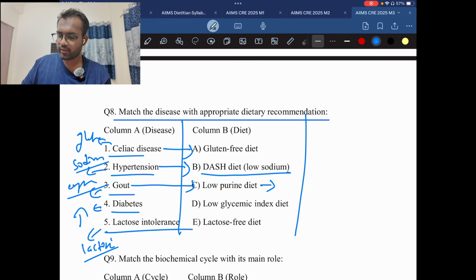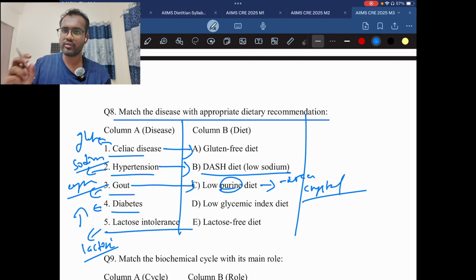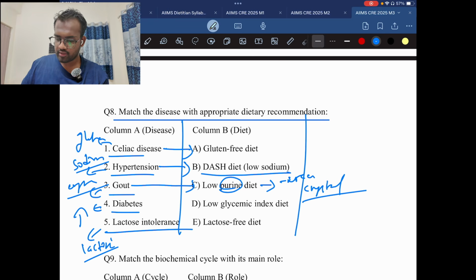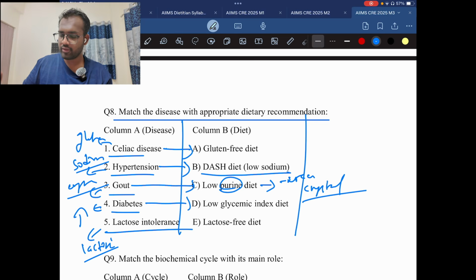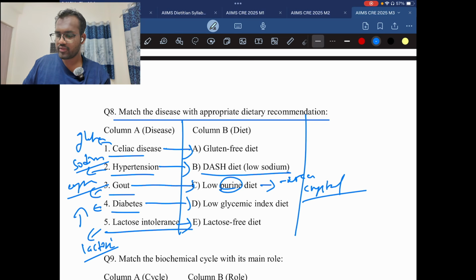If there are a lot of purines, a high amount of uric acid crystals forms in the blood, and it stores in the joints of the bone and causes pain. So it is called gout. Diabetes needs a low glycemic index diet. Lactose intolerance needs a lactose free diet. This is a basic thing. It's very easy, but sometimes you will get confused.